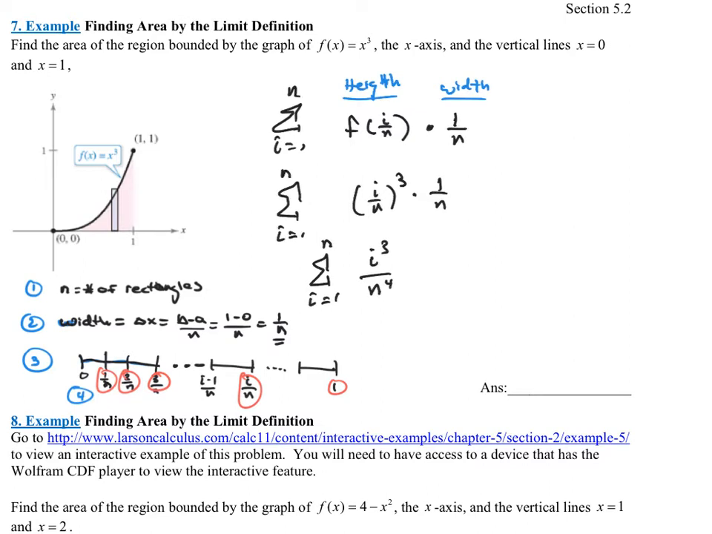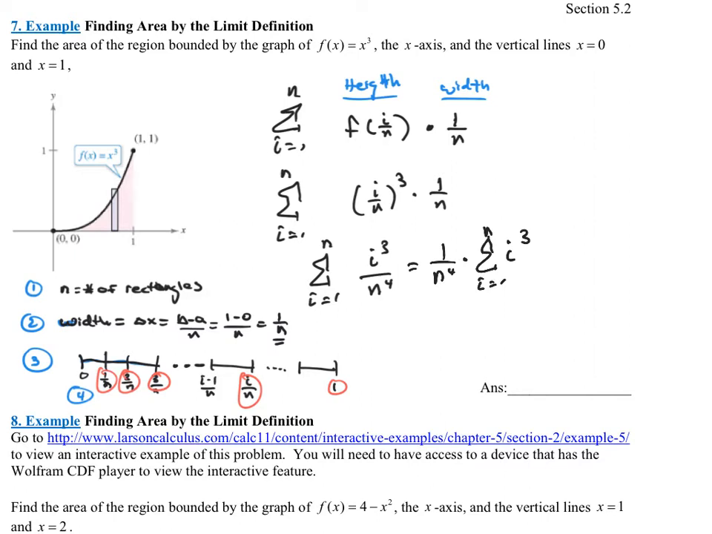Isn't that true? Because you would have n cubed and then it's times 1 over n. But remember here, n is a fixed number. i is the variable. So what can we do with the fixed number multiples? We can pull them out in front. So this is the same thing as 1 over n to the 4th times the sum i equals 1 to n of i cubed. Well, this is bringing it back to where we started off.